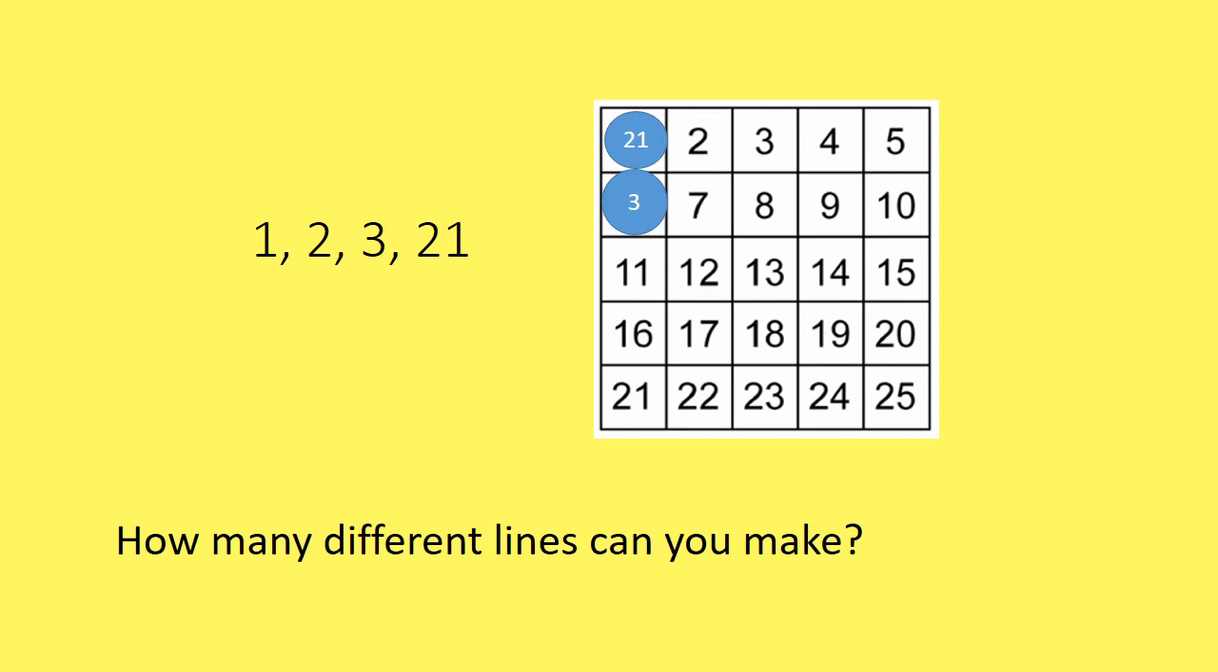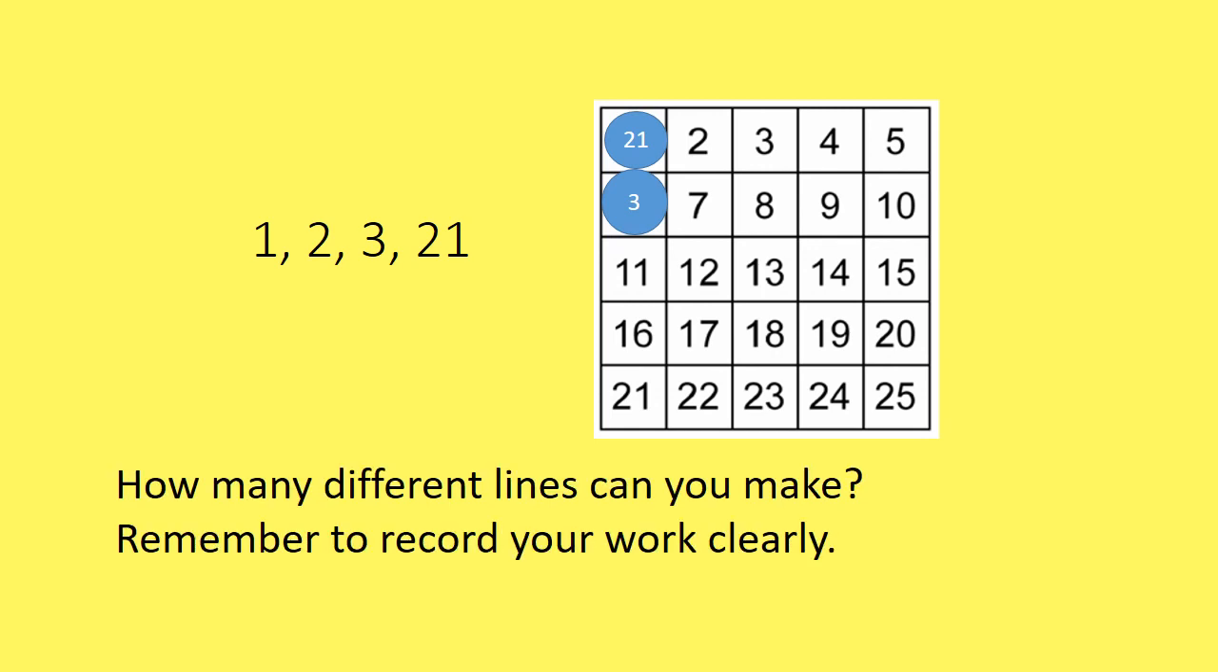So once you've managed to arrange the numbers 1, 2, 3 and 21 into a line on the grid, your challenge then is to see how many different lines you can make on the grid. Remember to think about how you're going to record your work clearly. There's a copy of the grid on the website if you can print it out, or you could draw yourself a grid in your book if you need to. When you think you've found all the possibilities, have a look at the website where there's a copy of the solution.